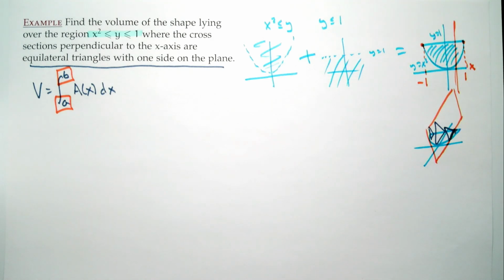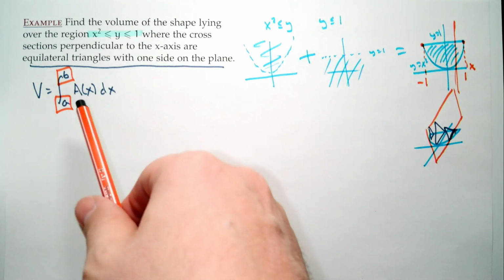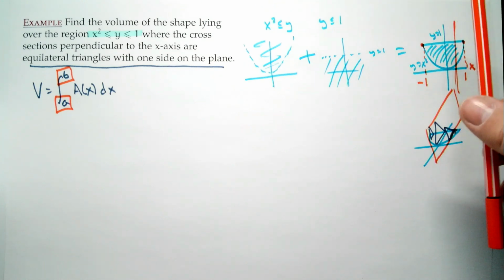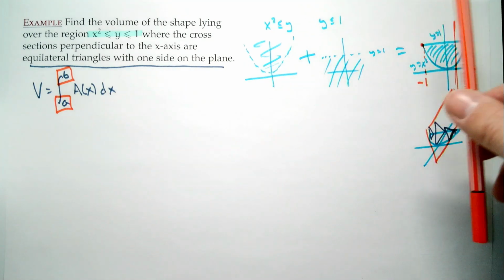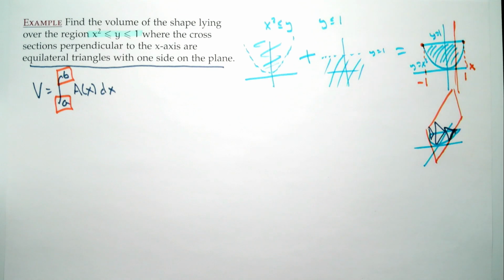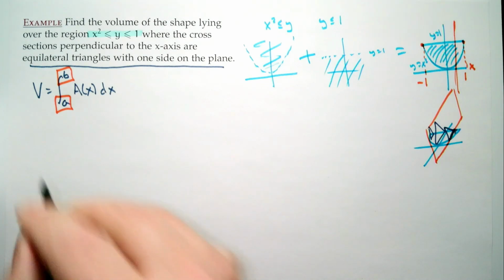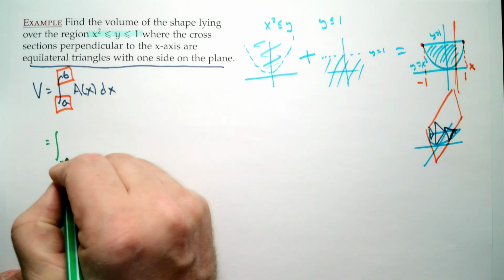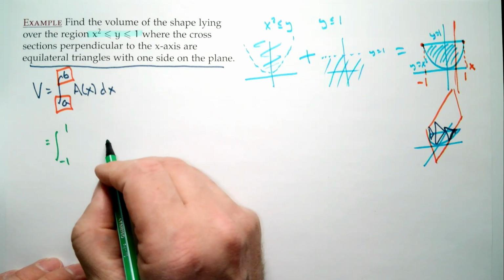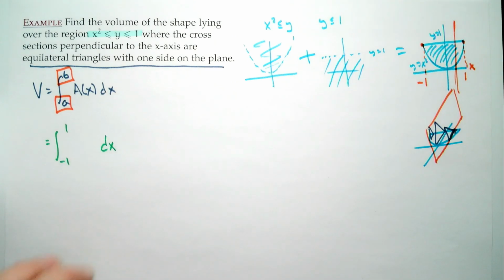Now, I should point out that we are integrating with respect to x here because our cross-sections vary as we change x. It might be that the cross-sections vary as you change y, in which case you integrate with respect to y. So there's nothing sacred about the symbol x. You adapt it for whatever you need to do. Okay, so that's good. We can integrate from negative 1 to 1. The dx will be dx. That's not so hard. So the last thing to figure out is the area A of x.